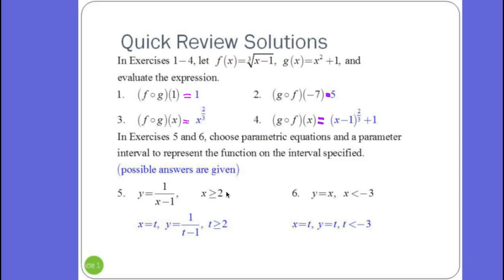Now again, if you had 2/3, you could have written it as the cube root with a square inside. But remember, if you're finding a function composition of a number, you get a number. If you're finding function composition of a variable, your answer should have a variable. And that is always true for function composition. So if you're composing functions with variables, you'll get a variable. If you're composing functions with numbers, you'll get a number.